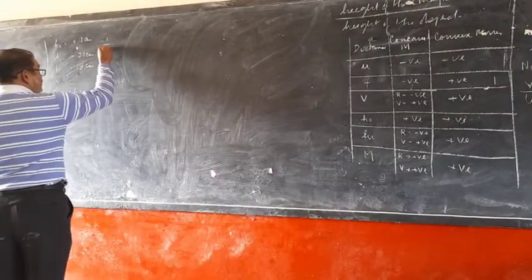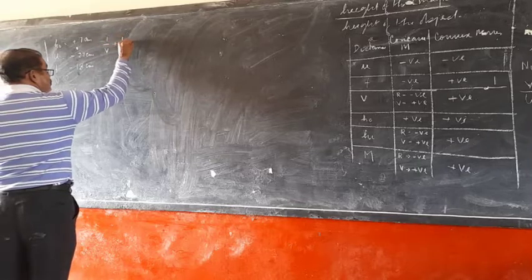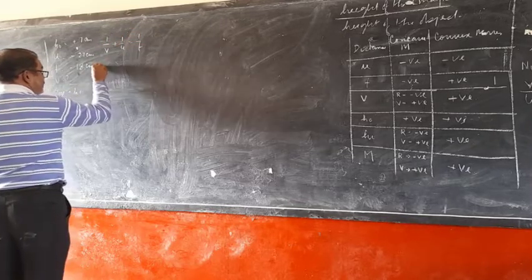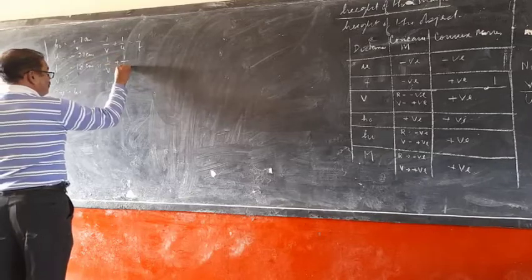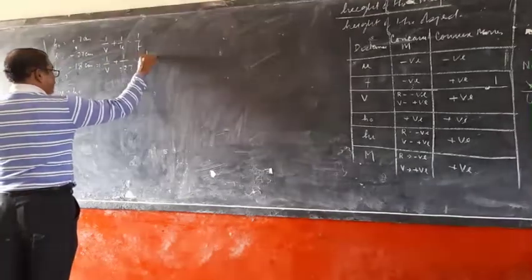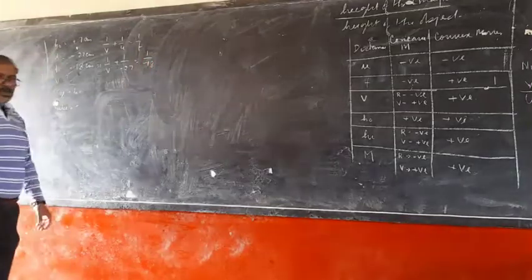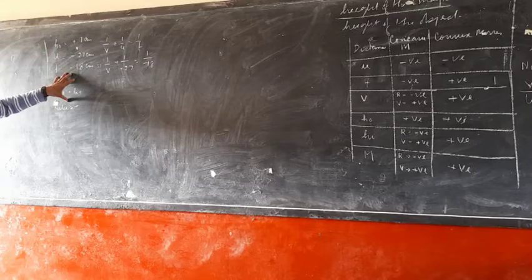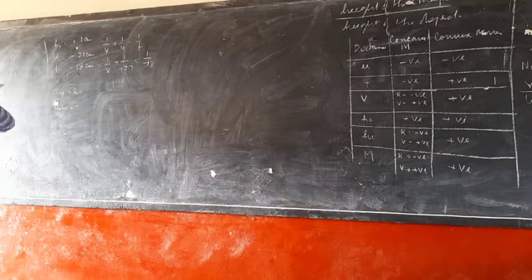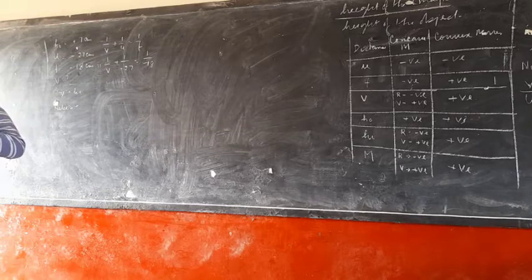1 upon V plus 1 upon U is equal to 1 upon F. So 1 upon V plus 1 upon U is equal to minus, and 1 upon F is equal to minus 80. What I have told you is that if you translate the statement into correct numerical information, almost 60 to 70% of the numericals are done.